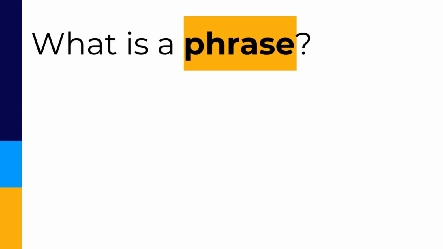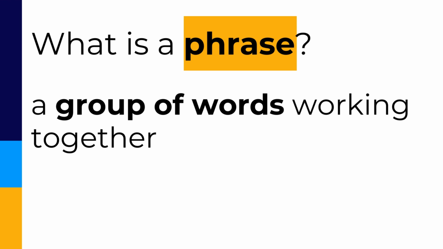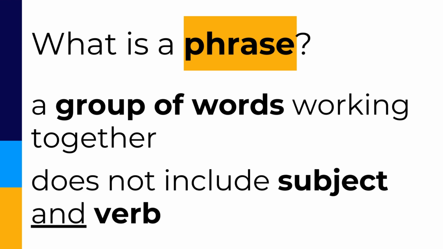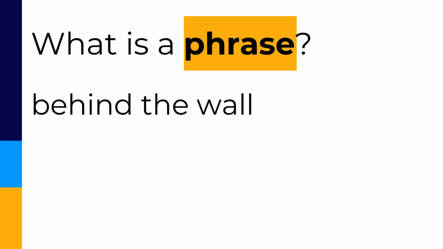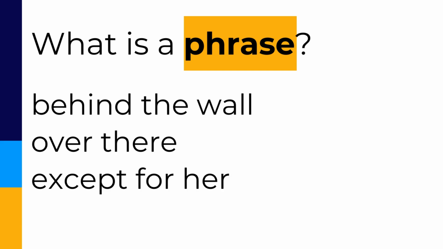So, first off, what is a phrase? A phrase is a group of words working together as a unit that does not include a subject and a verb. Some examples of phrases are behind the wall, over there, and except for her. Notice that none of these groups of words include a subject and a verb. There's no action word in any of these phrases.